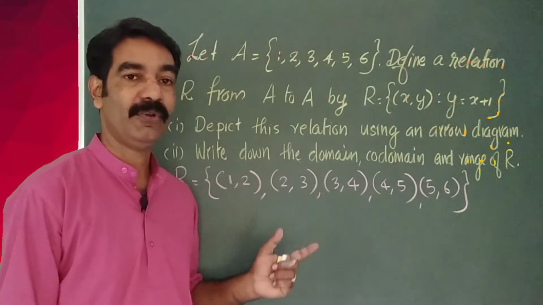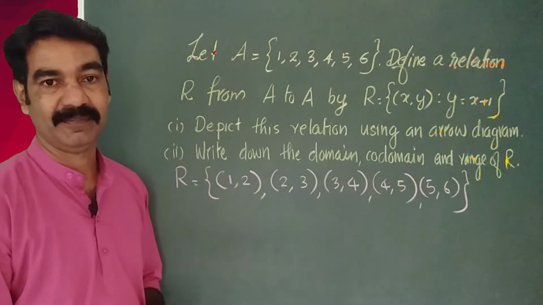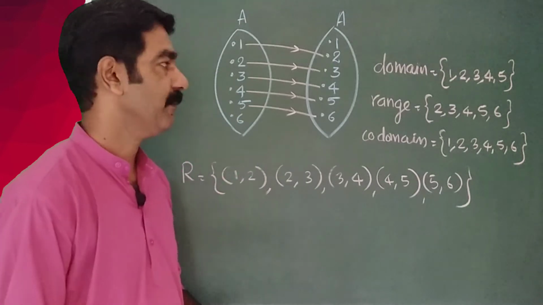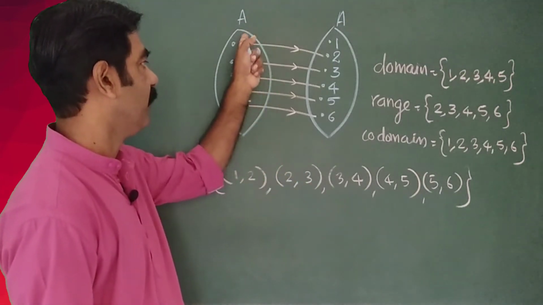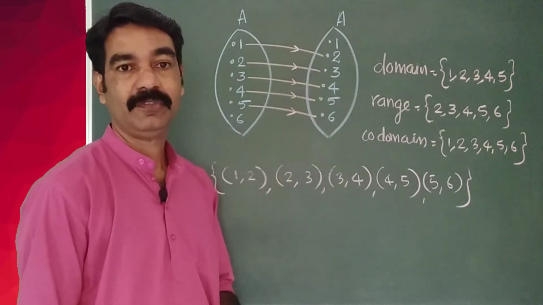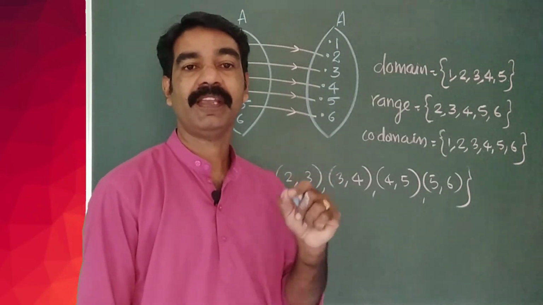Now, do you know what we have to do? We have to represent this relation by drawing an arrow diagram, a visual representation. Now see the arrow diagram. These are the elements in set A. Here again, the elements in A, because the relation is from A to A.